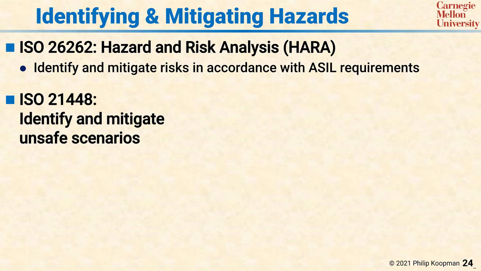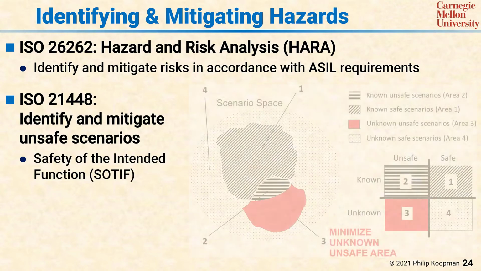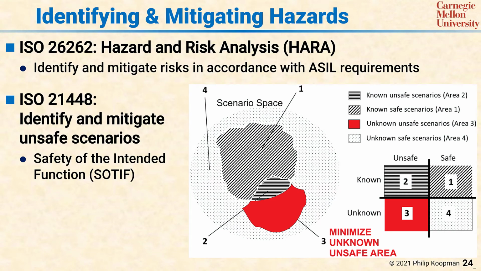Its approach to dealing with these problems is to identify and mitigate unsafe scenarios. It looks for things called triggering events, which are situations that will cause the system to fail even though there's no internal fault. The approach is to break the scenario space up into 4 regions based on whether you know what's going to happen or you don't know, and whether it's unsafe or it's safe. The known unsafe scenarios, well, those are things you already have mitigations for. Known safe, that's not a problem, it's safe. Unknown safe areas are things you don't know about, but they don't matter because they're safe. The thing that really you need to pay attention to is the unknown unsafe scenarios.